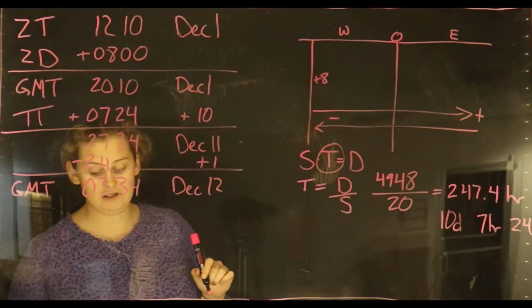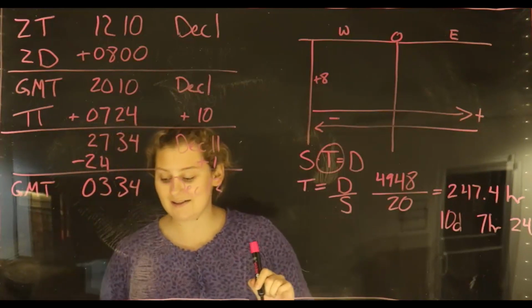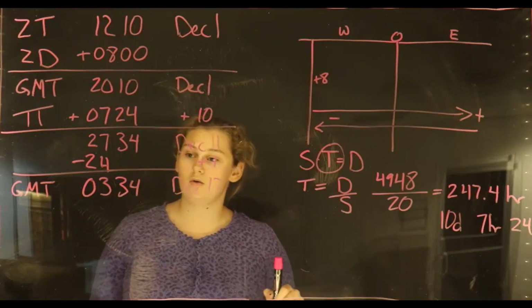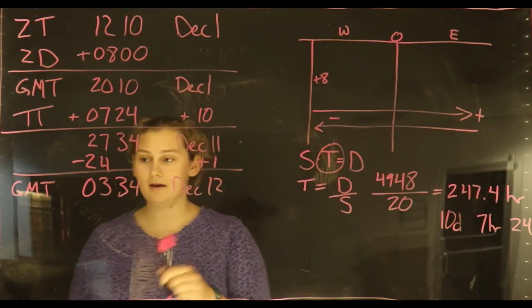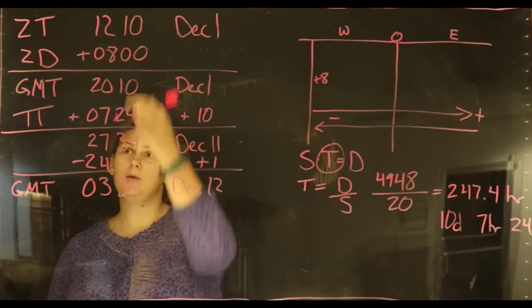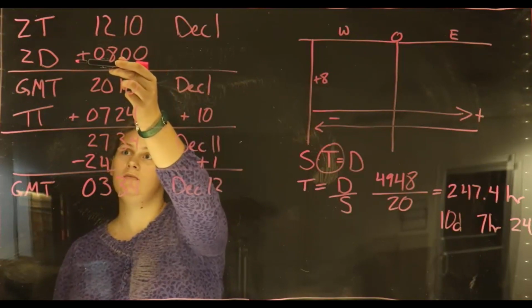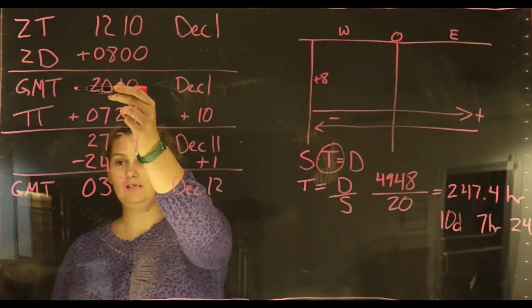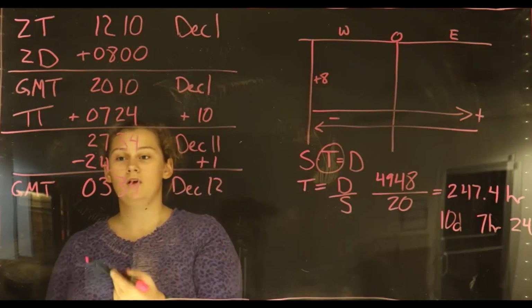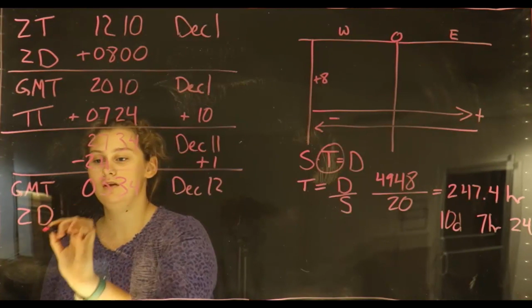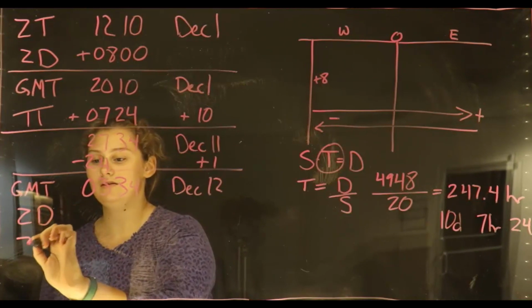Some may say, oh, that's an answer choice, but we are not stopping here because we are in GMT. It is asking for our estimated zone time in Guam. So we have to get back to zone time. Up here, we started in zone time, we applied our zone description, and then we went to GMT. So now we're going to have to go backwards. We're going to start in GMT, apply our zone description, and end in zone time.